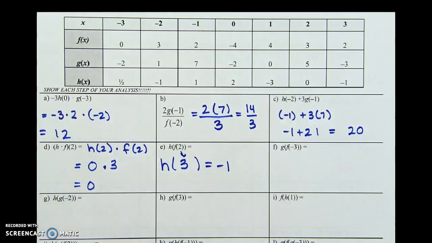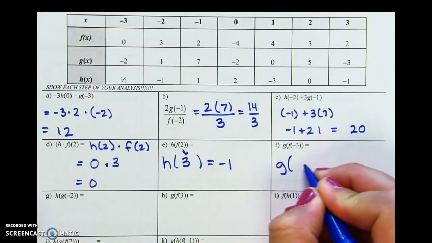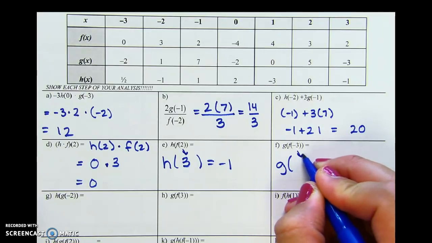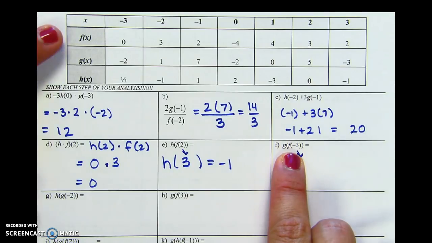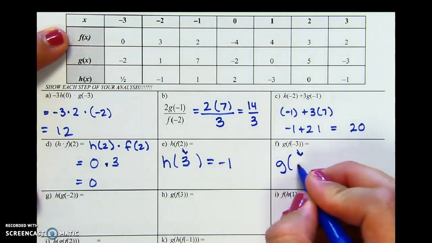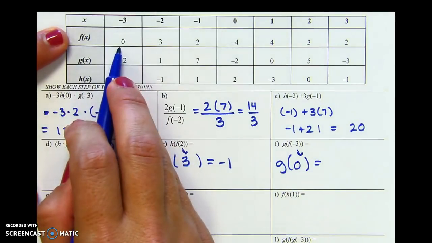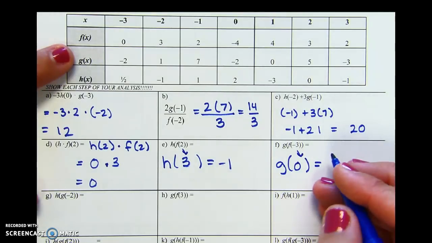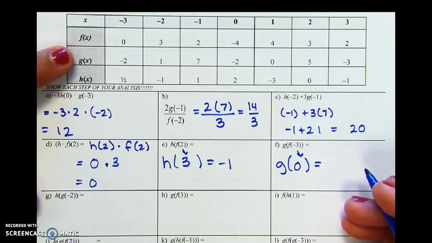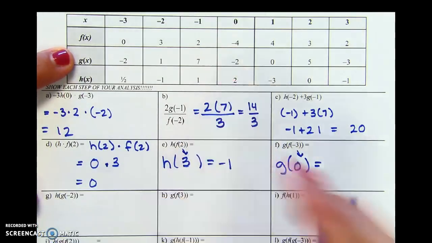Okay, let's do it again. This time g's on the outside. So start with the inside. What is f of negative 3? 0. F of negative 3 is 0. Now find g of 0. Try again. G of 0 is negative 2.